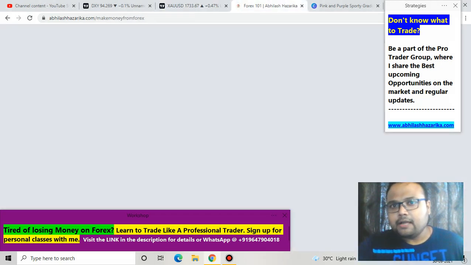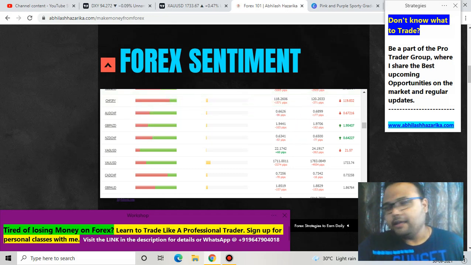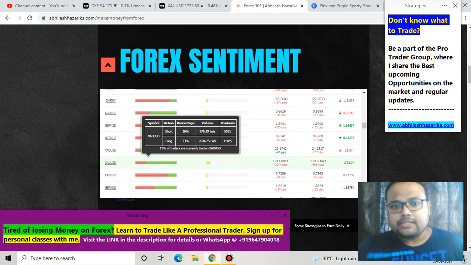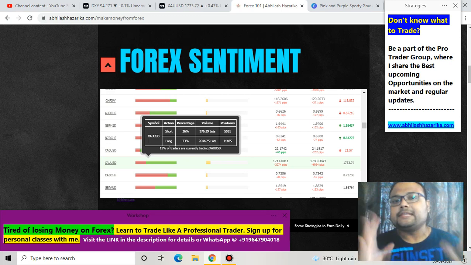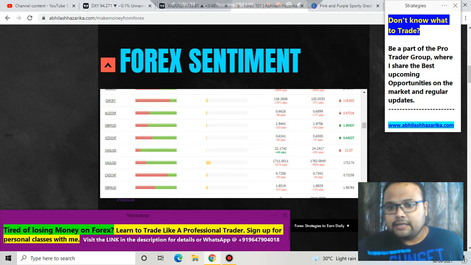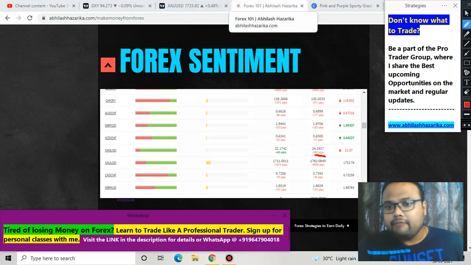But on the other hand, if you look at the Forex sentiment meter here, you can see that 73% of retail traders have taken a long position and only 26% of retail traders have taken a short position. And you can see that they have taken the long position at the 1783 level.